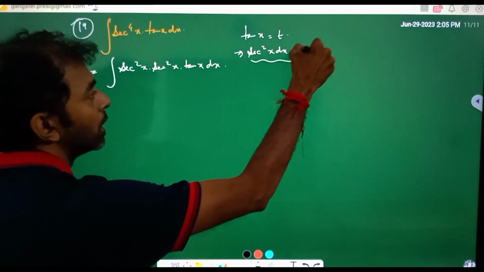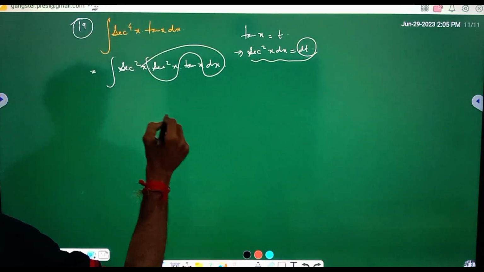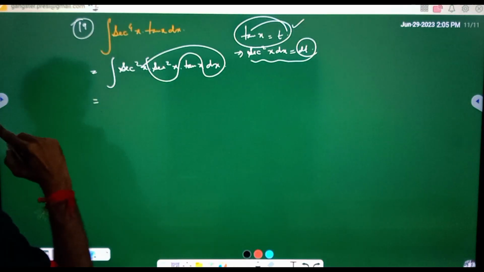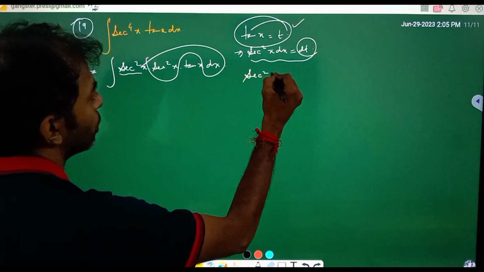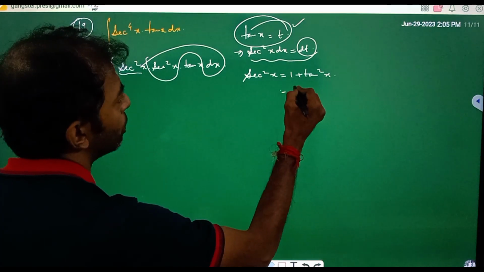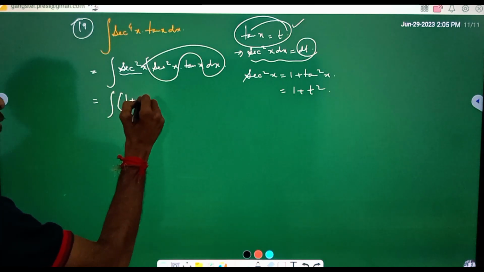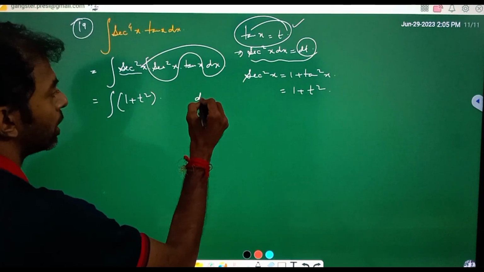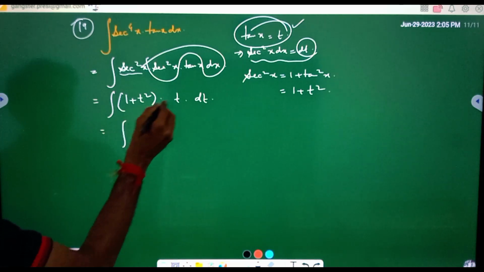Now what will be the result? Sec square x dx, you all know, will be dt. Tan x is denoted by t. So what will be the value of sec square x here? We all know sec square x is 1 plus tan square x, so 1 plus tan square x will be 1 plus t square. Very easy. So the integrand will be 1 plus t square, sec square x dx will be substituted by dt, and tan x by t. Done.